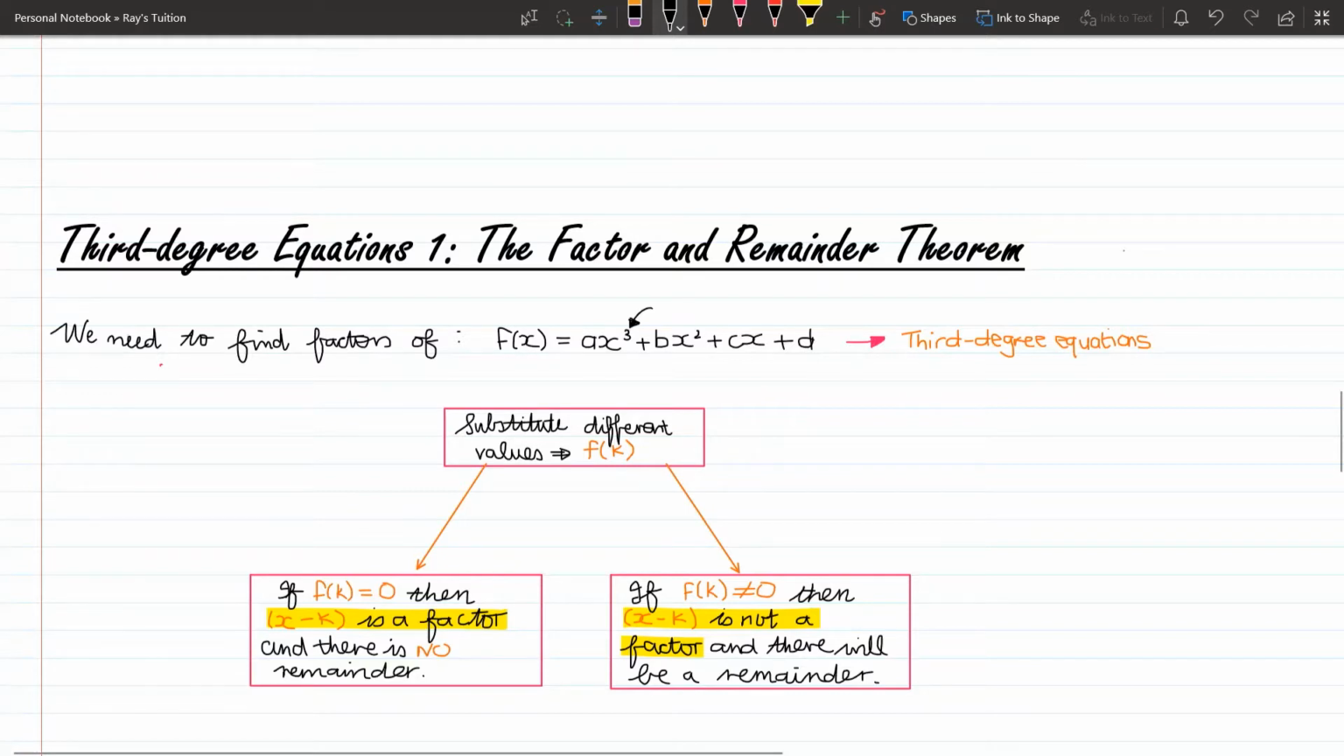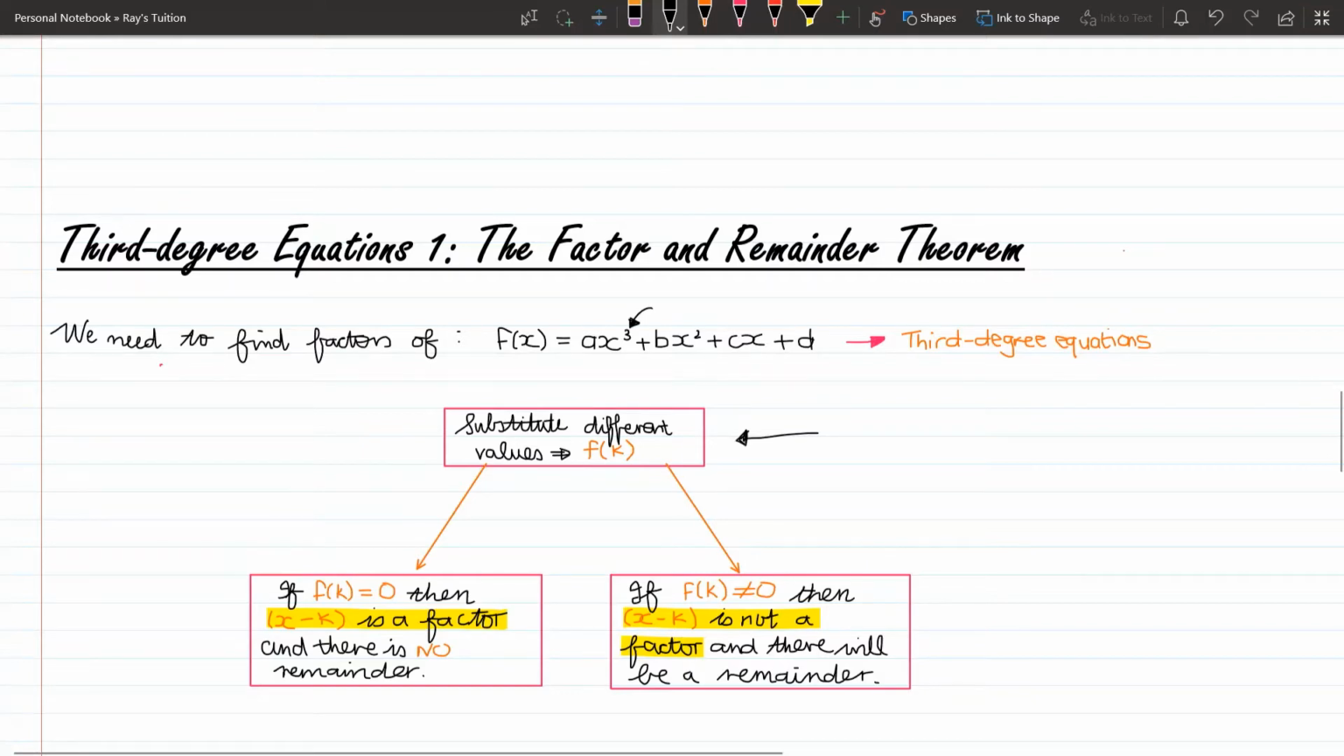Basically, with the factor and remainder theorem, we substitute different values k into the equation that we have over here, and then we look at the result. Either f of k is equal to 0, and if that is the case, then we know x minus k is a factor and there will be no remainder because it divides in perfectly. The second case is f of k is not equal to 0, then x minus k is not a factor and there will be a remainder if we had to divide by that.